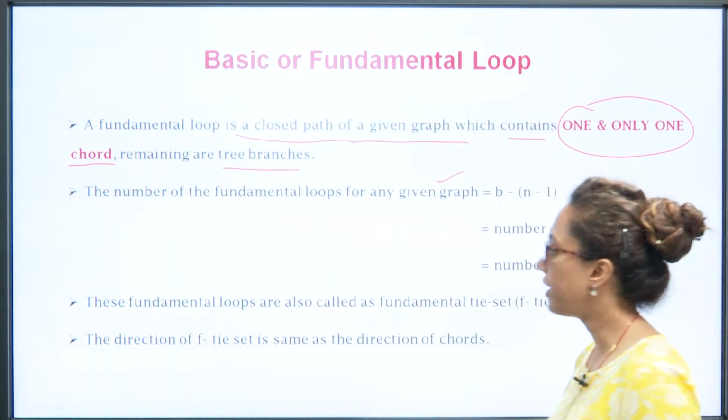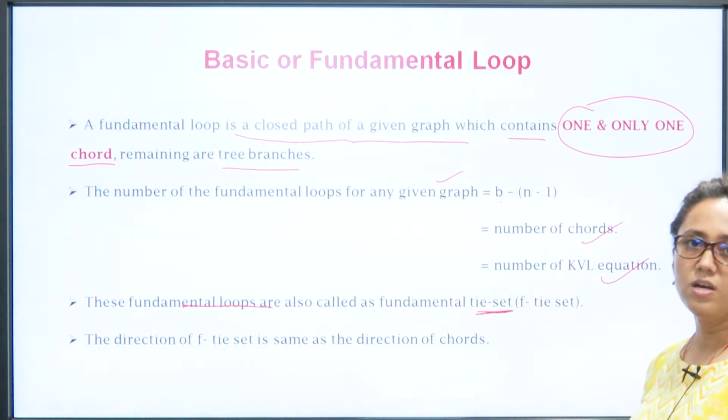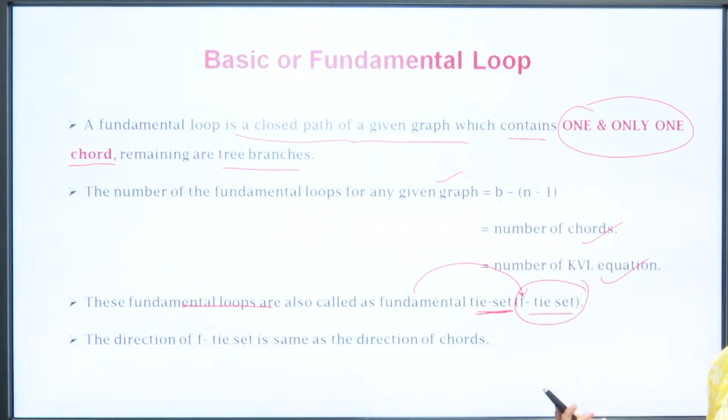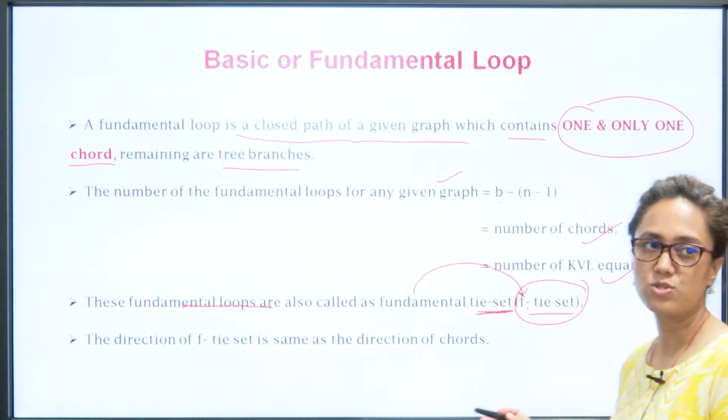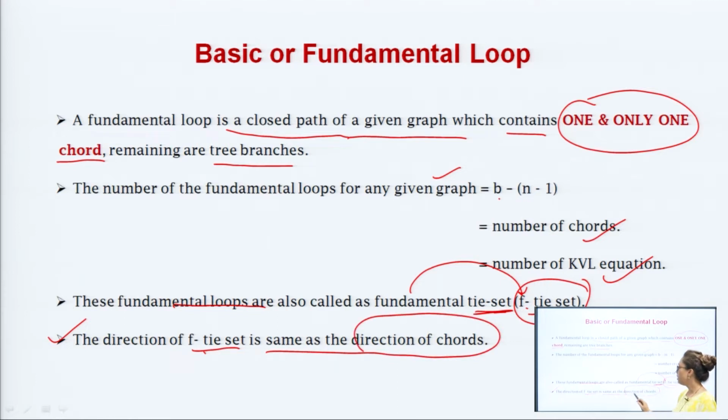So, these fundamental loops are also called fundamental tie sets, right. Fundamental is written by F and this tie set is written in short form like this. In many books you can see that it is F tie set, that is the fundamental tie sets, right. Now, the next property of the fundamental loop is that the direction of the F tie set, that is the fundamental tie set, is the same as the direction of your chord. So, here the orientations come into the picture. The fundamental loop will consider only one chord, and the remaining will be the tree branches, right. So, the direction of the fundamental tie set is the same as the direction of your chord.